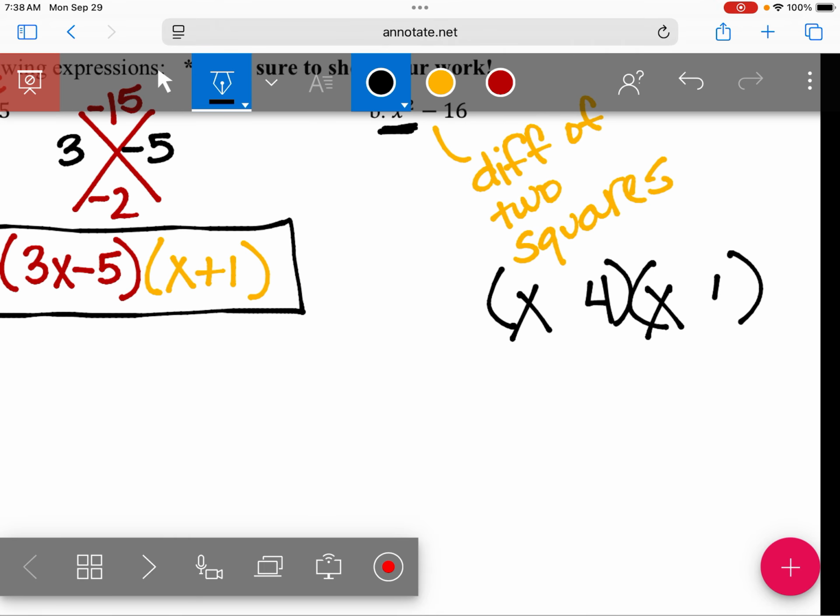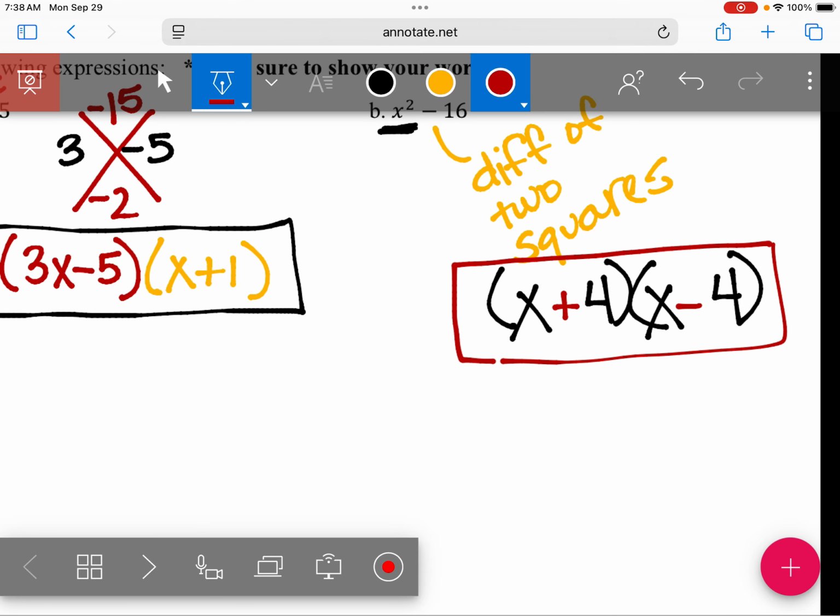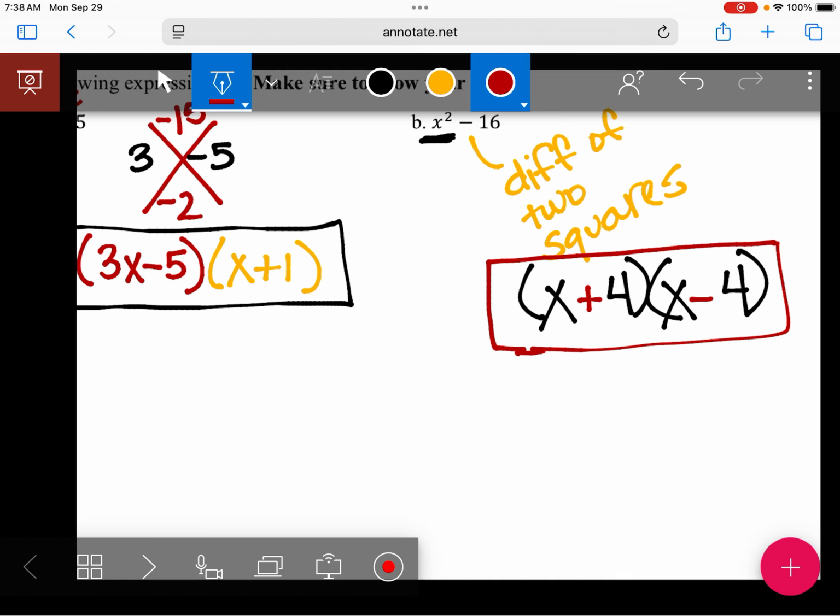It has to be. So for difference of squares, what we have in each parentheses should look the same. And the only difference is the sign in the middle. One has to be a plus and one has to be a minus. Because that is how you end up with 0x as your middle term.